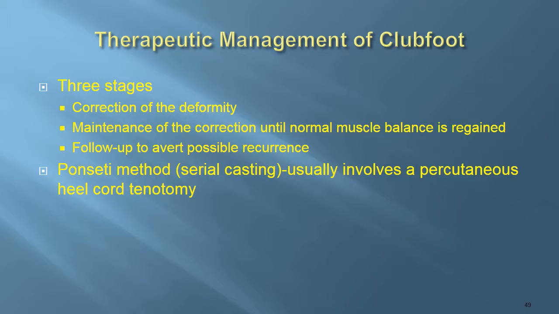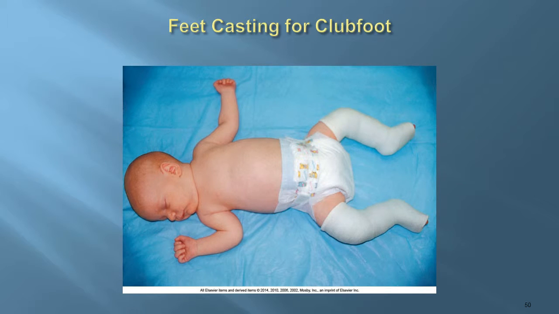Therapeutic management of clubfoot includes 3 stages: correction of the deformity, maintenance of the correction until normal muscle balance is regained, and follow-up to avert possible recurrence. The Ponseti method, or serial casting, usually involves a percutaneous heel cord tenotomy. Here you see an infant with feet casting for bilateral clubfoot.